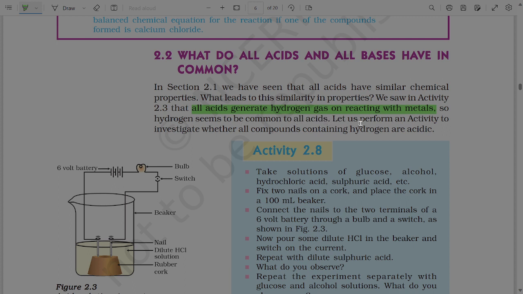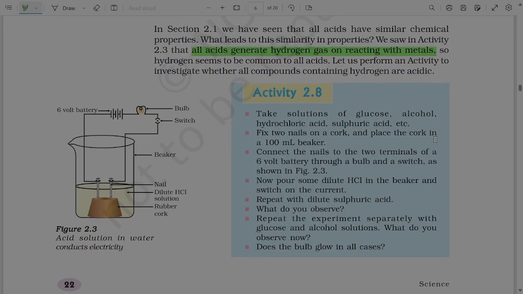Let us perform an activity to investigate whether all compounds containing hydrogen are acidic. Take solutions of glucose, alcohol, hydrochloric acid, and sulfuric acid.